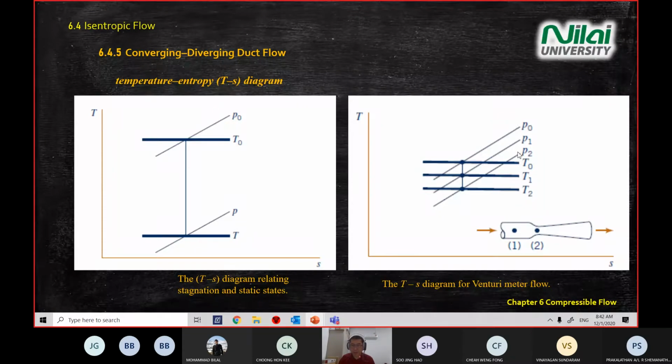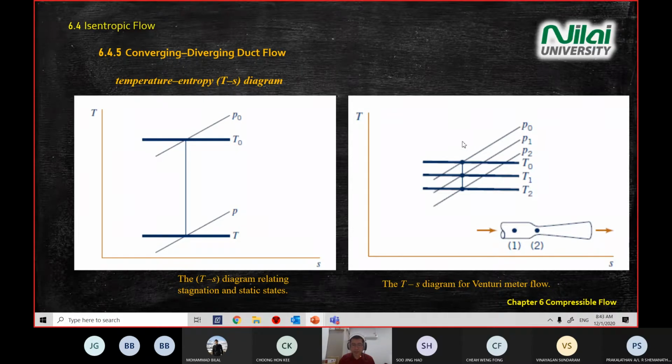Same with your pressure. Stagnation pressure will be higher than at point 1, and stagnation pressure at point 2 will be lower than P1. So if you see this diagram, it summarizes what happened if you have this kind of setting.